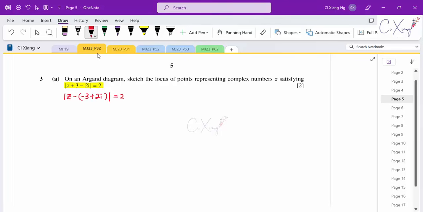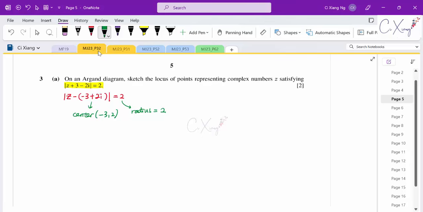When I have one side with modulus function and the other side is a number, basically this kind of locus will be a circle. And the center is actually this complex number, where the center is negative 3 and 2. Then what's the value of 2 here? The 2 here basically means the radius. So the radius is equals to 2.